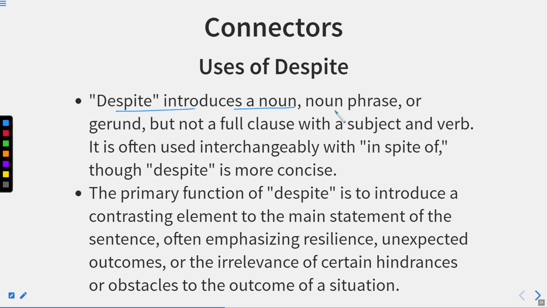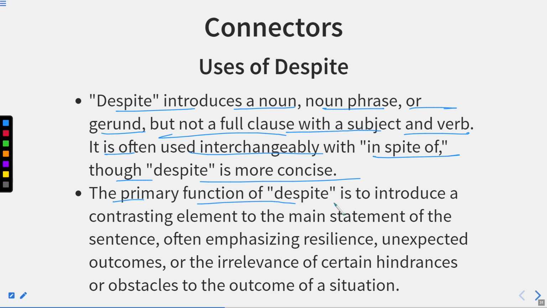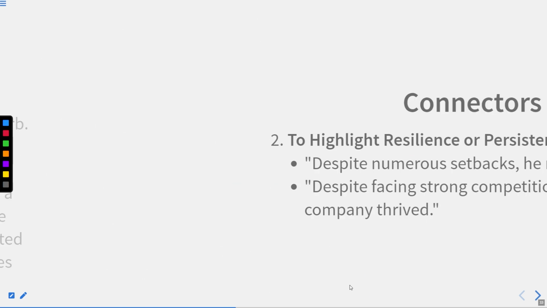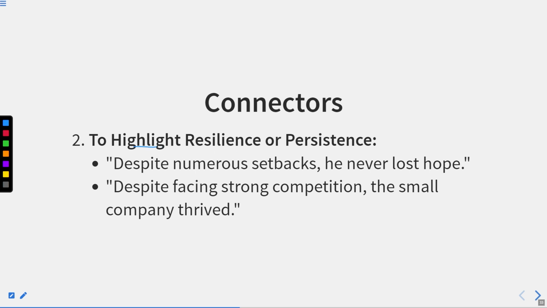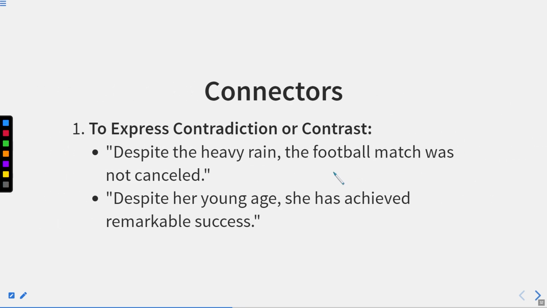Now, despite introduces a noun phrase or gerund, but not a full clause with a subject and a verb. It is often used interchangeably with in spite of, though despite is more concise. The primary function of despite is to introduce a contrasting element to the main statement of the sentence, often emphasizing resilience, unexpected outcomes, or irrelevance of certain hindrances or obstacles to the outcome of the situation. To highlight resilience or persistence. Okay, now first of all, we'll discuss to express contradiction or contrast.